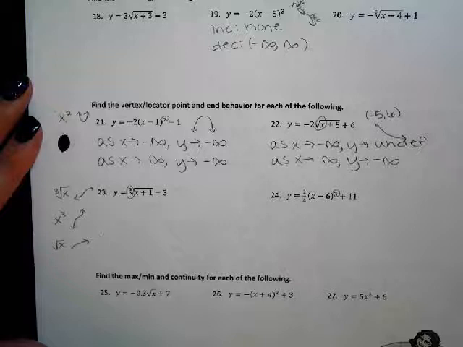It's 1, then 8, and then 27. Nobody does the third point.